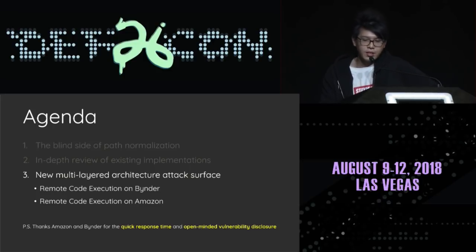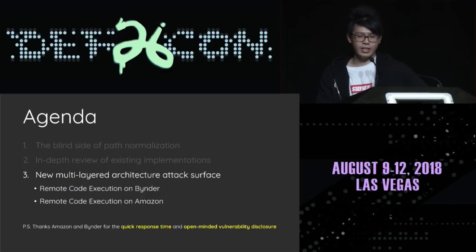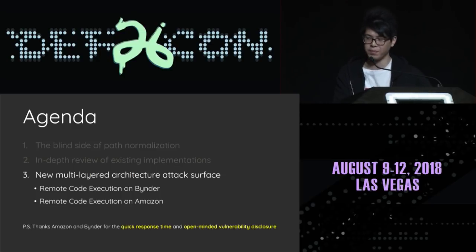While I was reading the source, I noticed a feature that could be perfectly exploited on multi-layered architectures. In the following part, I will introduce the idea and several cases, including an access control bypass in Uber and two remote code executions. In addition, I would like to thank Amazon and Bindr for the open-minded vulnerability disclosure and their quick response time. It's a very good experience working with them.